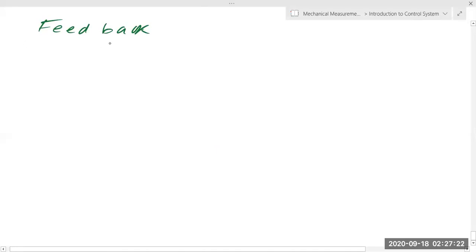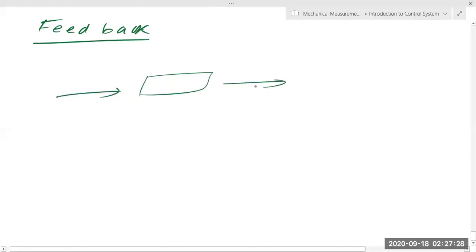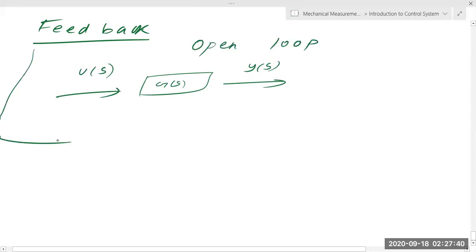I'll help you out with the feedback form of block diagram. We know there is an input, there is an output. This will be g of s, this is y of s, this is u of s. This is without any feedback. This is open loop. Now for the feedback form, you are going to have closed loop. Now I'll tell you how the closed loop g of s looks like.